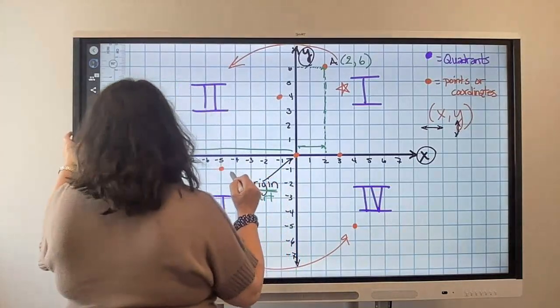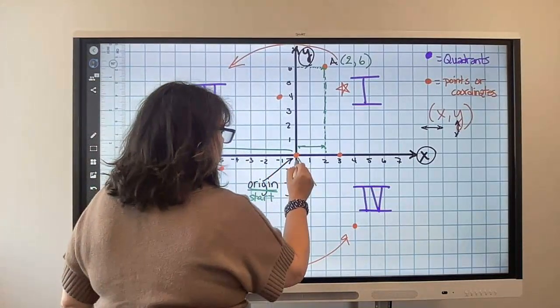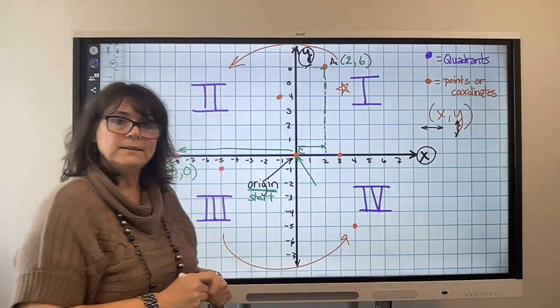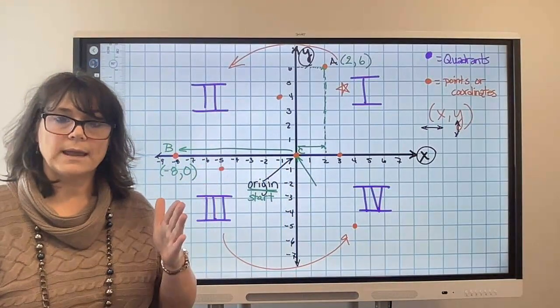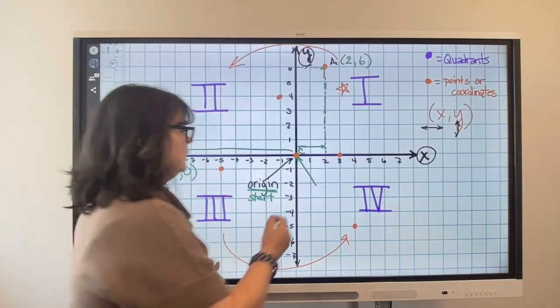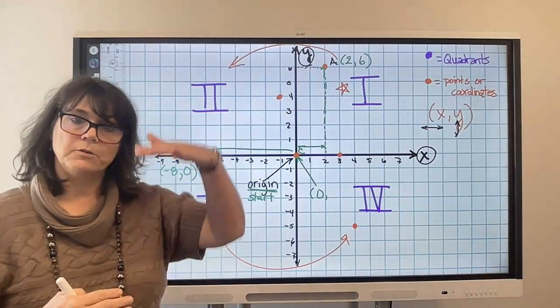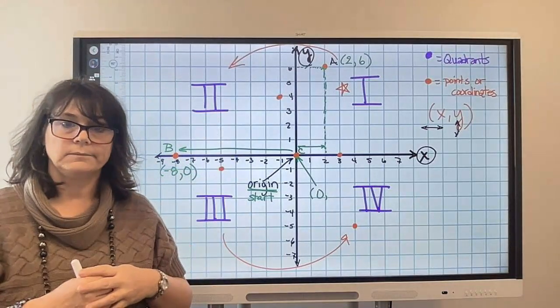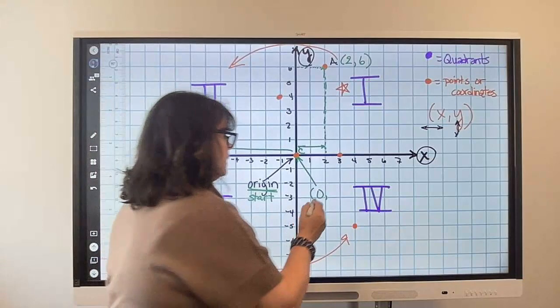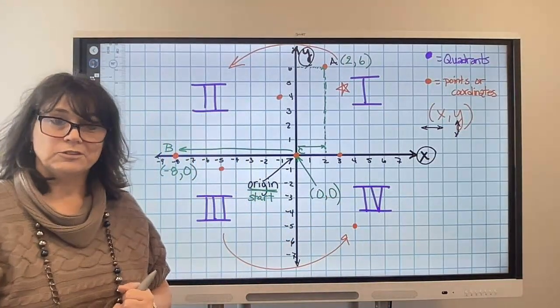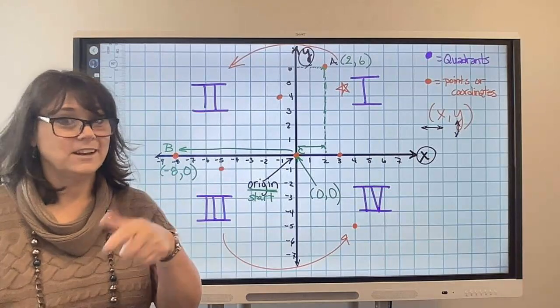So let's look at our origin. If we're looking at our origin right here, let's call that point C. Well, how many spaces are we moving to the left or to the right? We're not moving any, right? So our x value would be 0. How many spaces are we moving up or down from the origin? We're not moving any. So again, that is 0. So that point right there would be labeled 0, 0. Getting the hang of it? You guys are doing great.